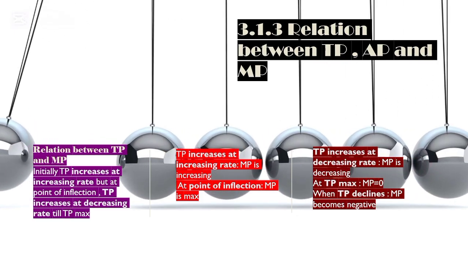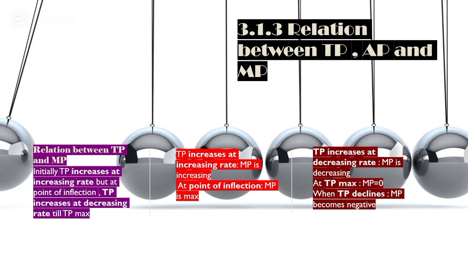We can see that the relationship between total product and marginal product is that the total product keeps increasing at an increasing rate up to the point of inflection. Then the total product is increasing at a decreasing rate until the total product maximum. And when the total product is increasing at an increasing rate, the marginal product is also increasing. At the point of inflection of the total product curve, marginal product becomes maximum, and when the total product is increasing at a decreasing rate, the marginal product keeps on decreasing.